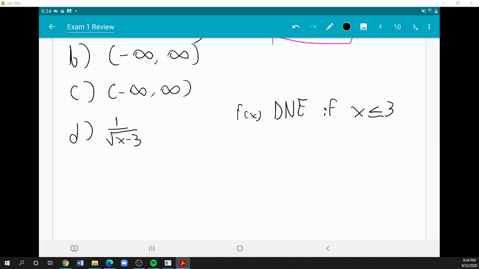So this function is continuous from 3 to infinity. And that's where it's continuous. And that does number 10.